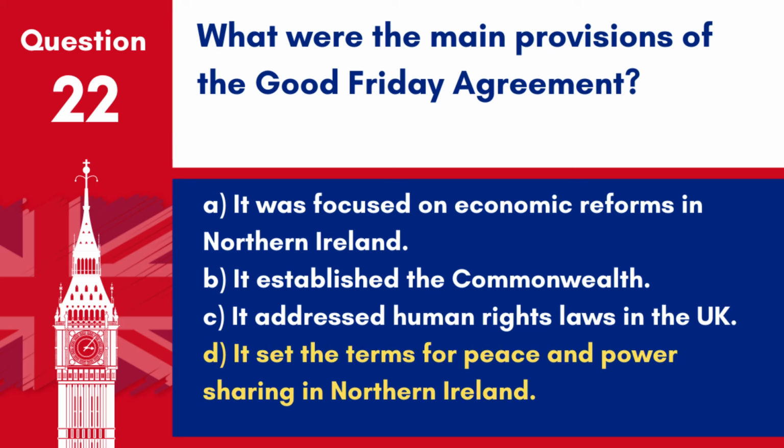Answer: D. It set the terms for peace and power sharing in Northern Ireland. The Good Friday Agreement, signed in 1998, was pivotal in ending the conflict in Northern Ireland, outlining measures for disarmament, civil rights, and the establishment of a devolved government.